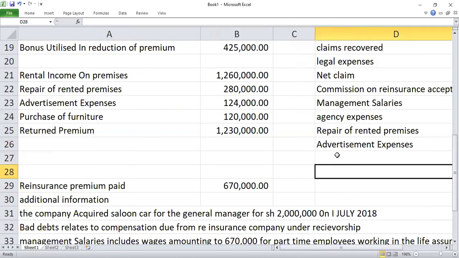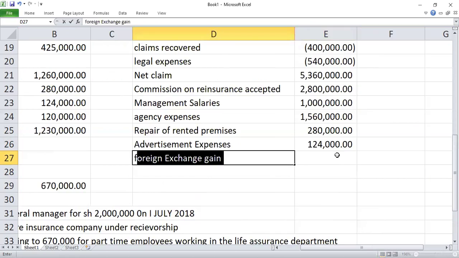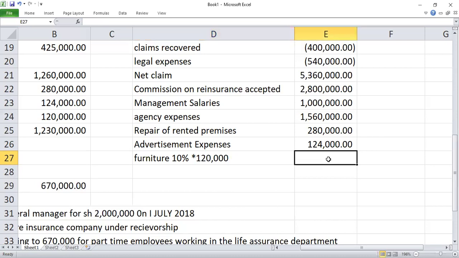Now, we have furniture. Furniture will qualify for 10%. For these capital allowances, we take 10% multiplied with the furniture that is purchased. The amount there is 120,000. So here we just take equal to 10% multiplied with 120,000. It's 12,000.